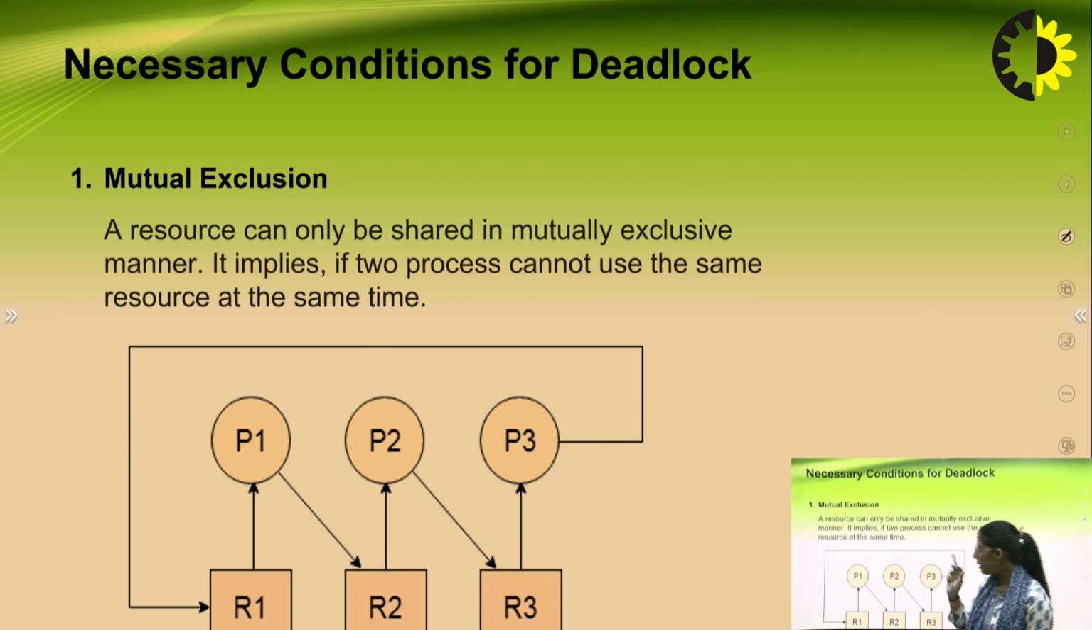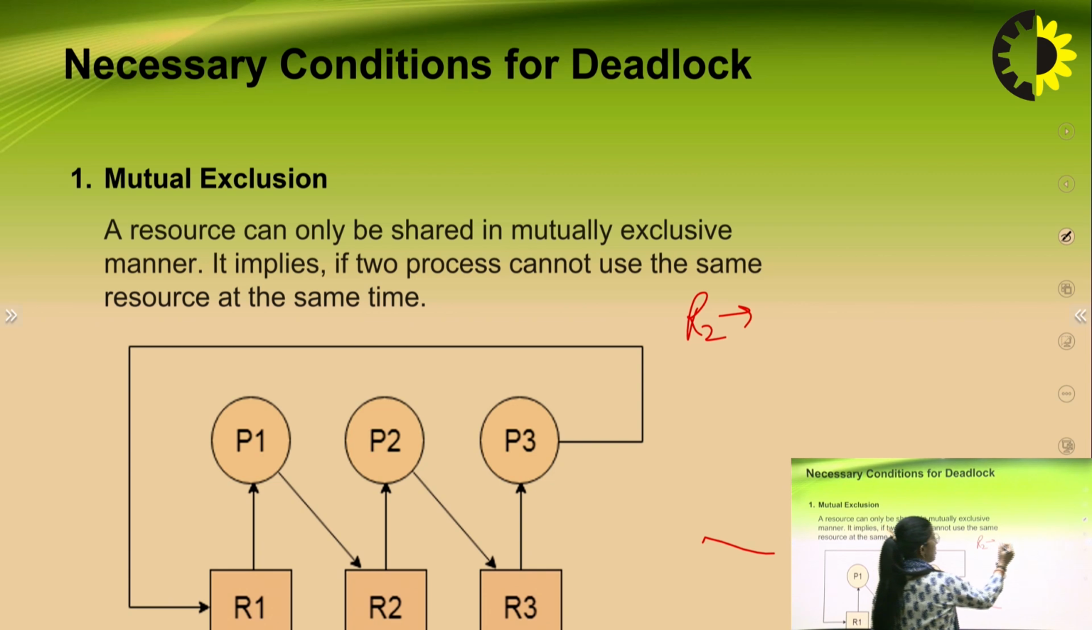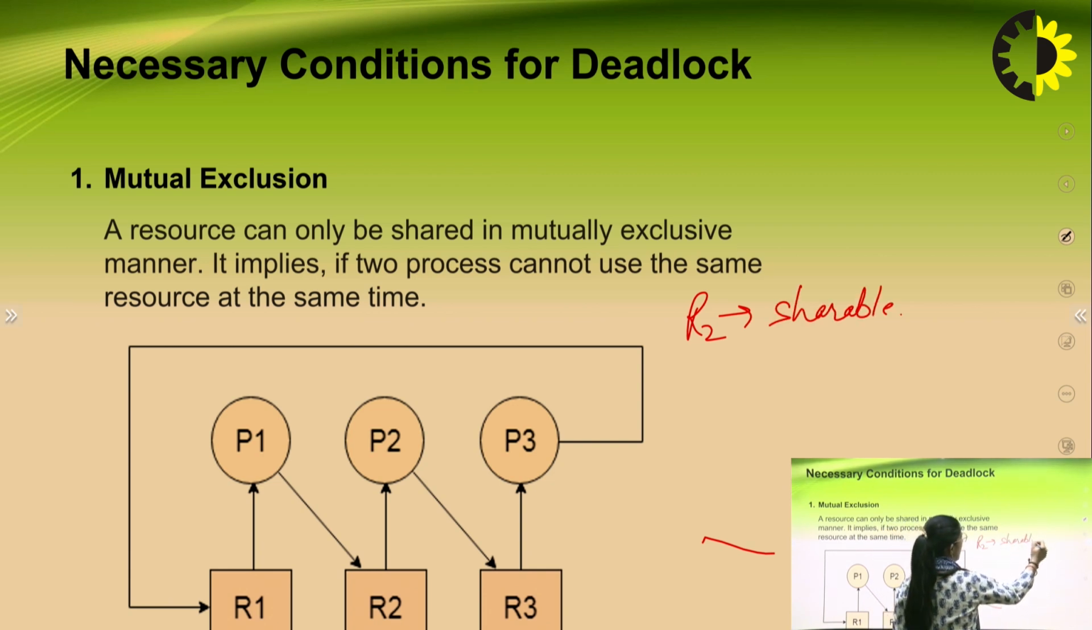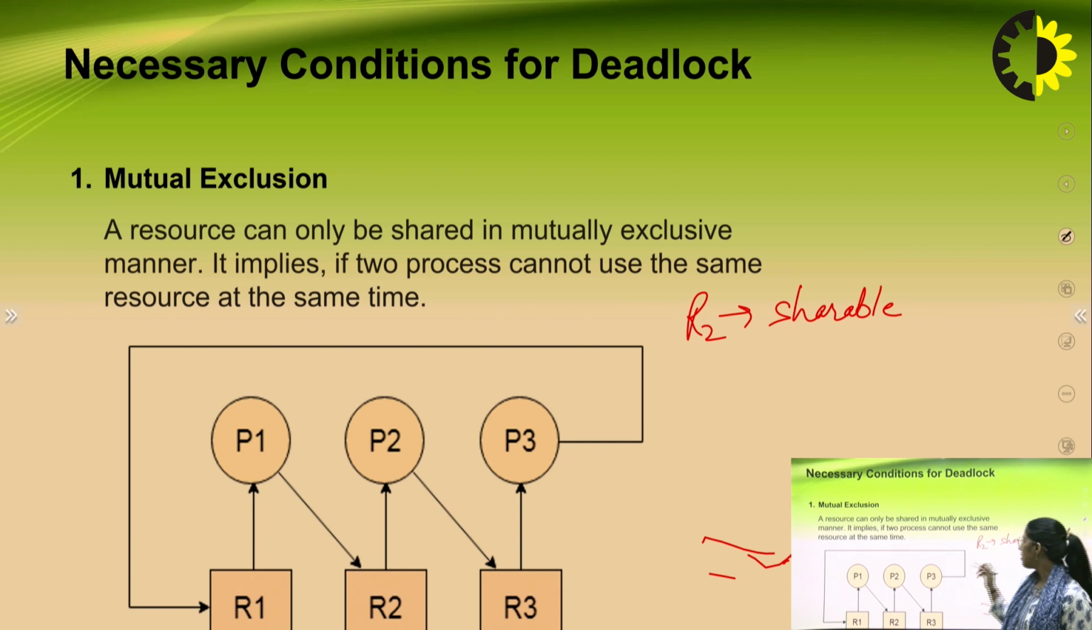See, what does it mean? It means that if, let's say, R2 is shareable, let's make this a shareable resource. If this particular resource is shareable, then it can be used by the P1 process as well as acquired by P2 because it is shareable. But mutual exclusion says that no resource can be used by two different processes at the same time, so it is not shareable, hence the deadlock happens. So this is the first necessary condition for the deadlock to happen.